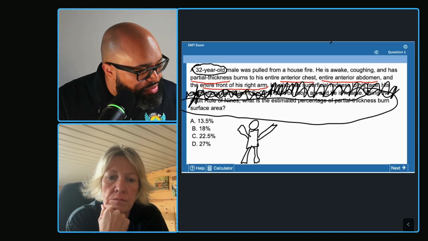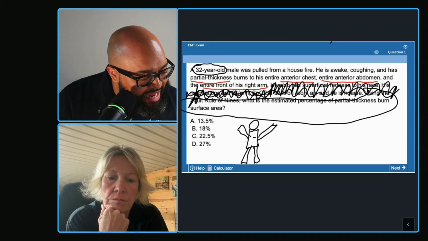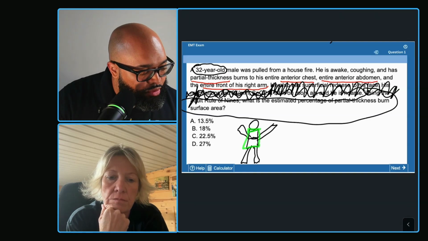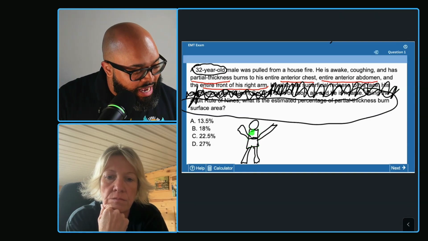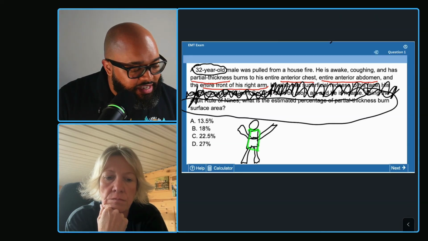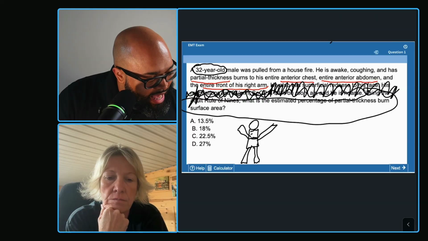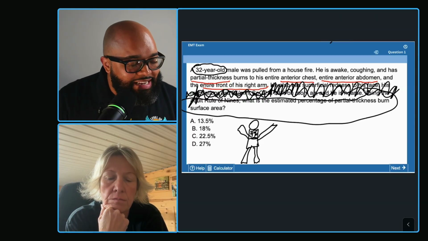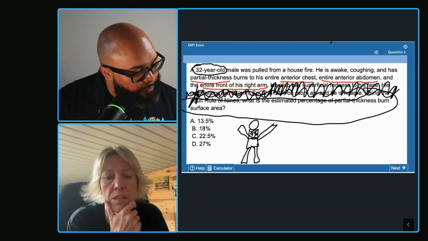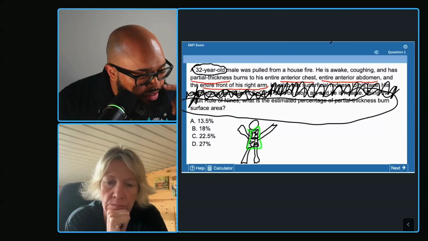So he has partial thickness burns to his entire anterior chest. So this whole thing here, that's the thorax, but we have a chest and we have an abdomen, okay? Now this whole thing is 18%, but the entire chest, that's 9%. The entire abdomen, the anterior portion of the abdomen, is what percentage? 9. That's also 9%. So this whole thing is going to be 18%.